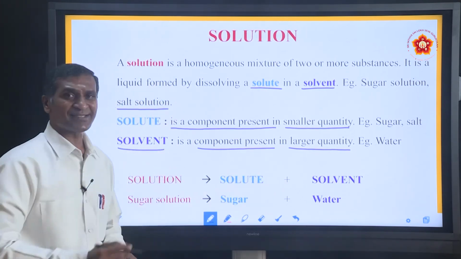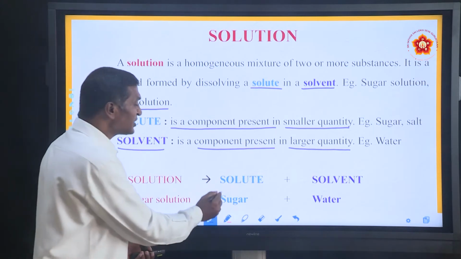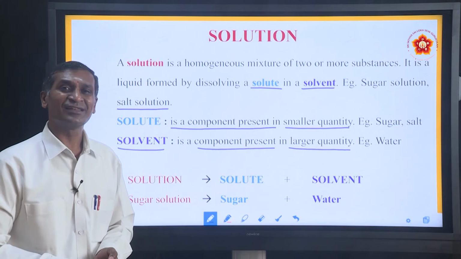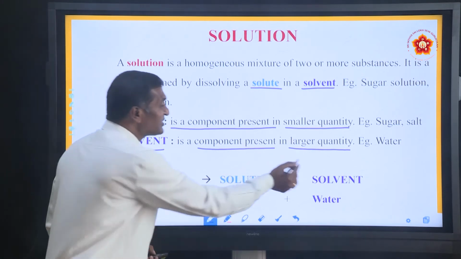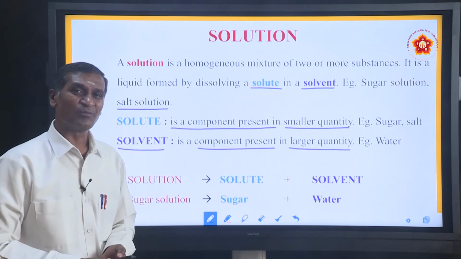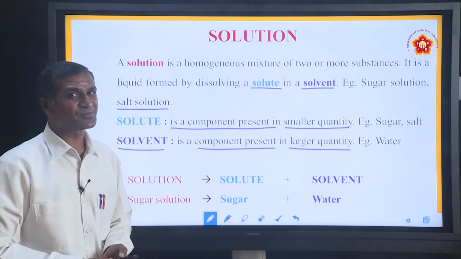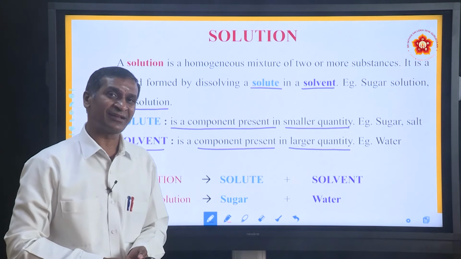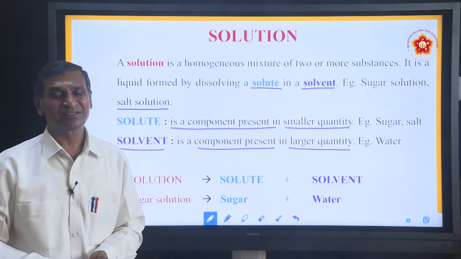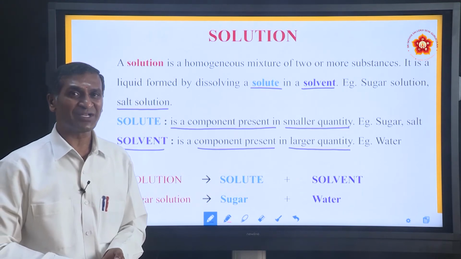Sugar solution is an example. Then which is the solute? It is sugar, which we have taken in very less quantity. Which is the solvent? Water is the solvent. We have taken more quantity. We observed the first beaker, water and also the salt that we dissolved in it.